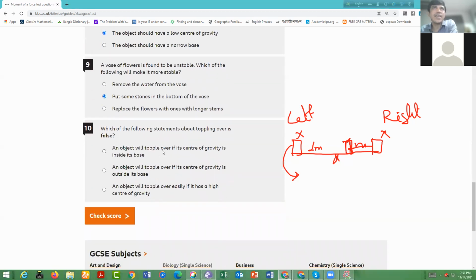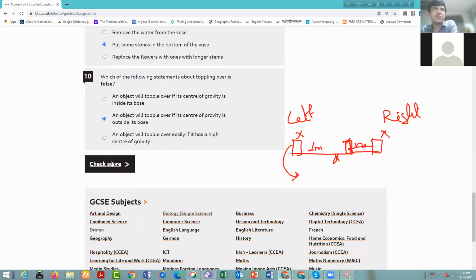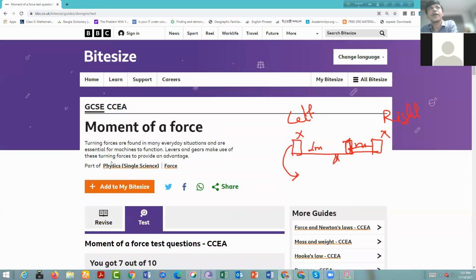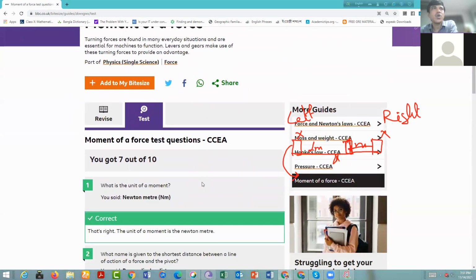Which of the following statements about toppling over is false? The object will topple over if its center of gravity is inside its base. The second one: an object is toppled over if its center of gravity is outside its base. Okay, let's check your score. You have answered 7 correct questions out of 10.